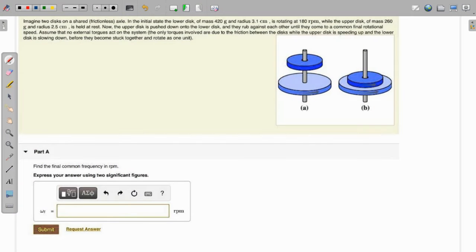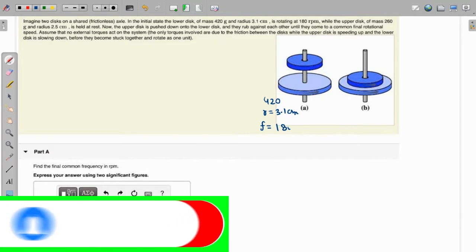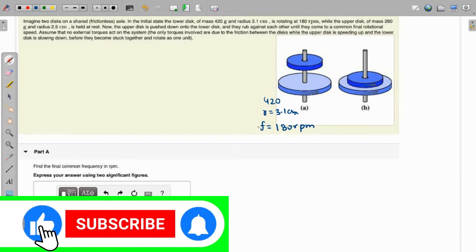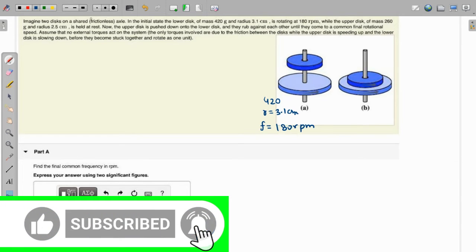Let's imagine two disks on a shared frictionless axle. The lower disk has a mass of 420 grams, so that can be written as 0.42 kilograms, and the radius is 3.1 centimeters. In fact, that doesn't really matter. Let's write it as 420 grams. The radius is already given as 3.1 centimeters, and its omega, or let's call it the frequency, is given as 180 rpm. Basically, the frequency is same as omega, just the unit is different.